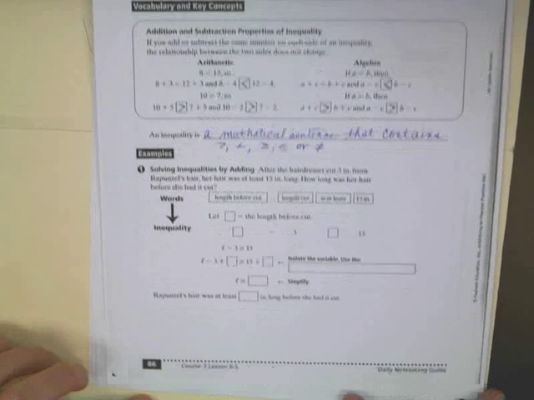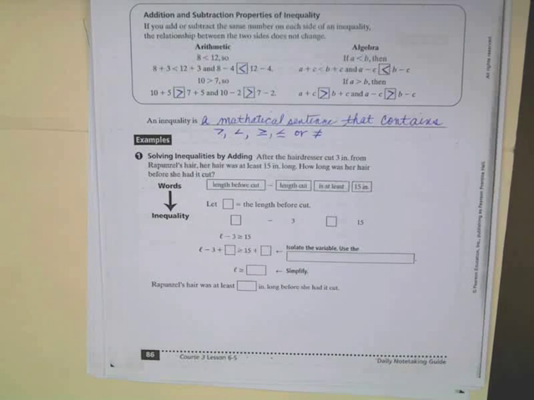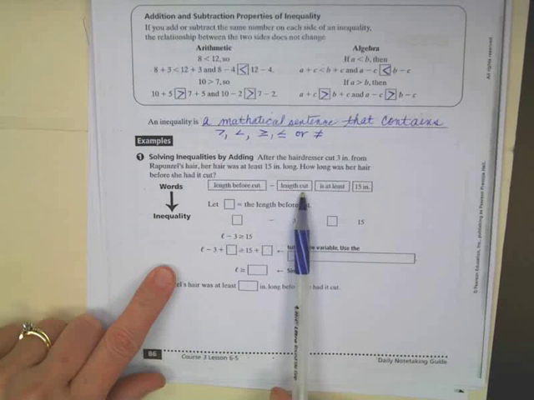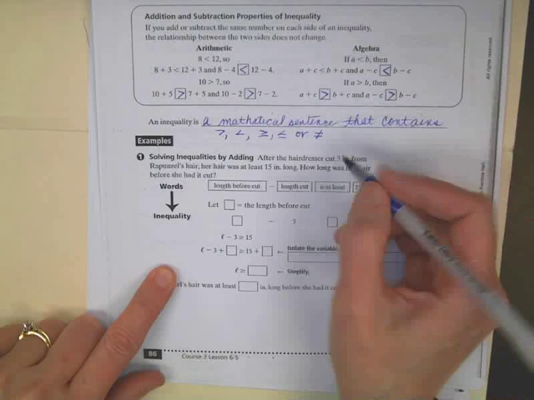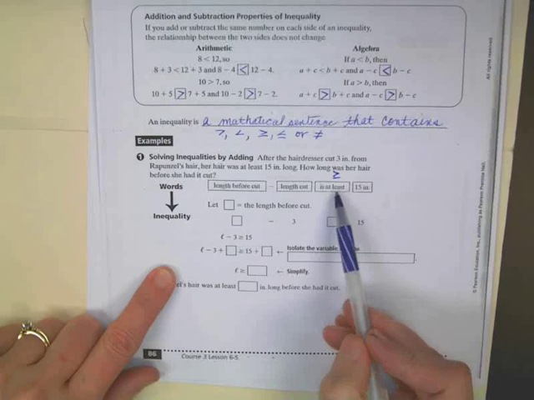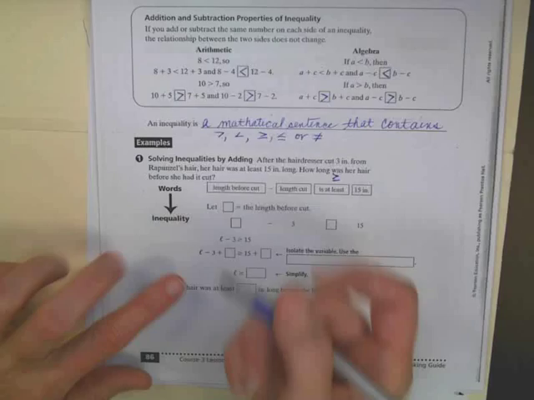Okay, so let's look at number 1. Solving inequalities by adding. After the hairdresser cut 3 inches from Rapunzel's hair, her hair was at least 15 inches long. How long was her hair before she had it cut? Basically, the length before it was cut minus what was cut off is at least 15 inches. So at least is a greater than or equal to statement. In other words, it could be that amount, but that's the smallest it could be. It could have been longer as well.